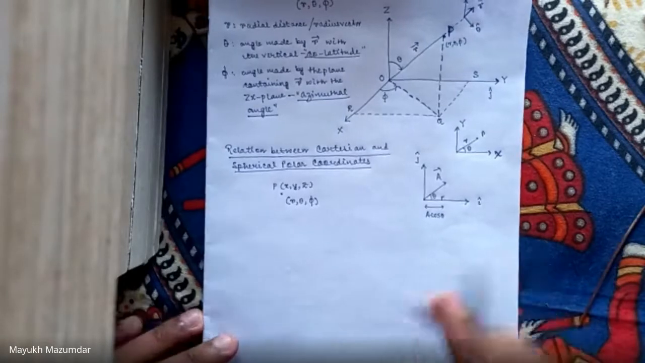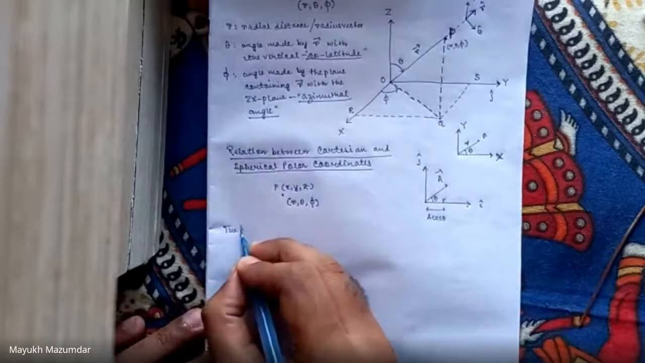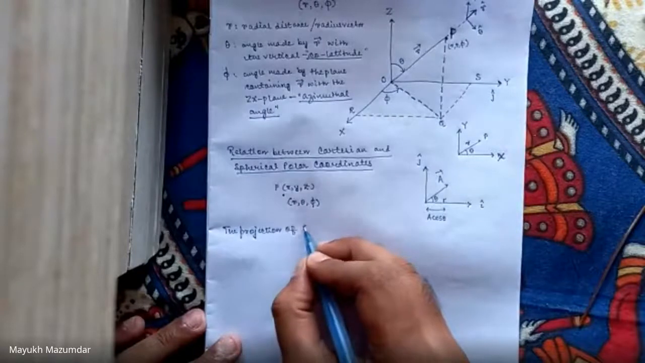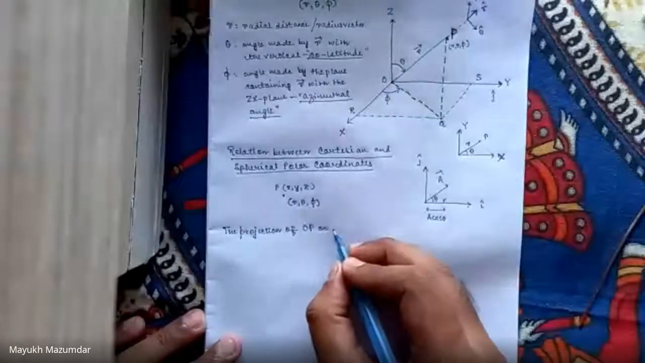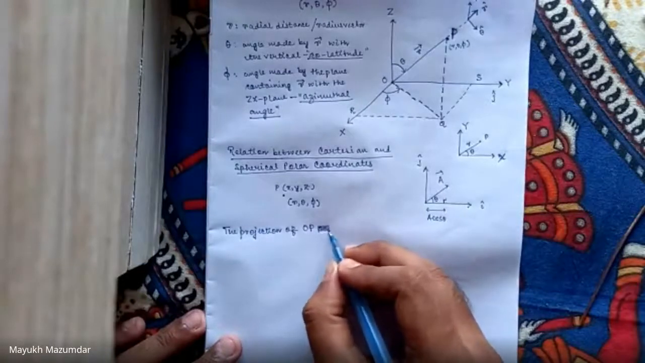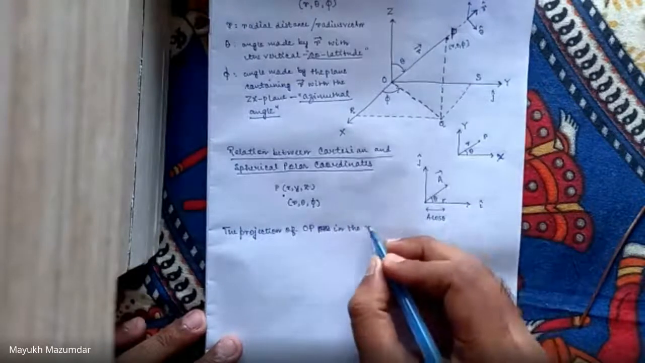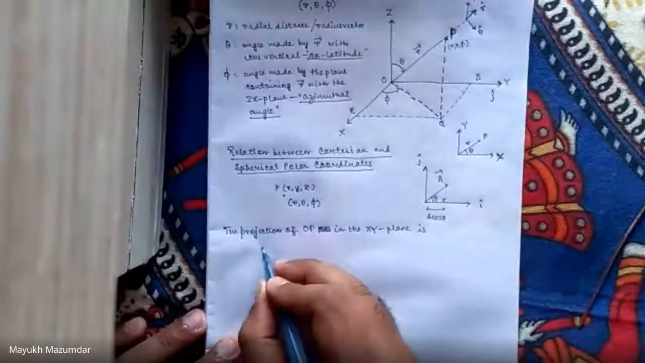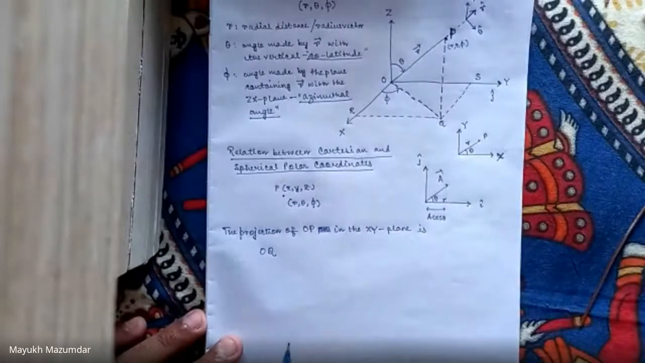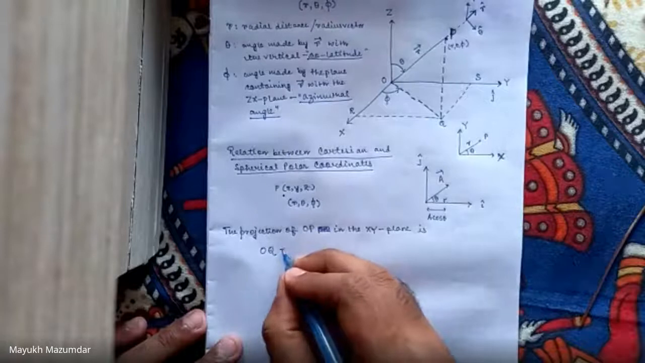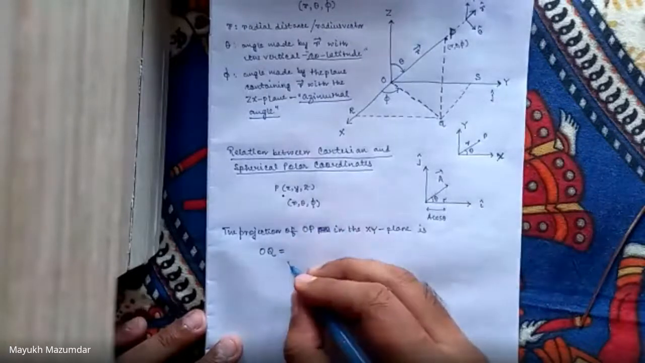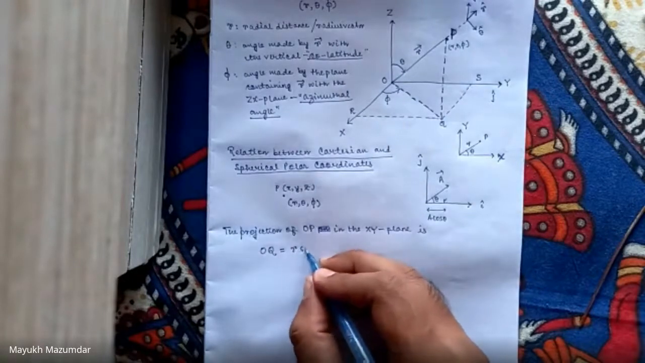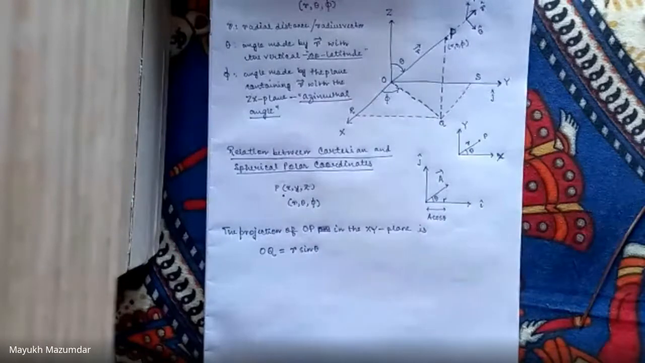Okay, good. So I can say the projection of OP in the XY plane is OQ. Now, if you understand that, then you will also understand, not apparently, but it will take some time to realize, that OQ is nothing but R sine theta.